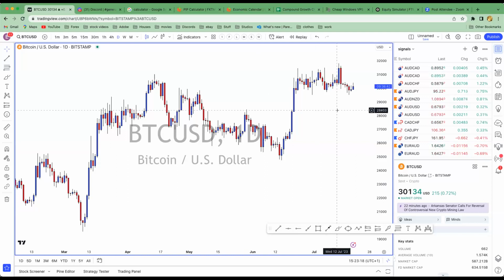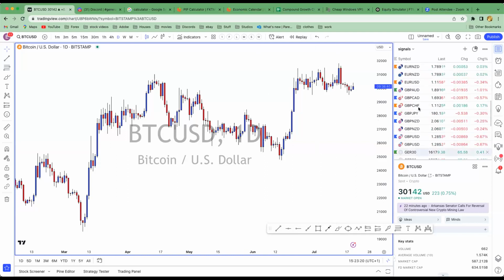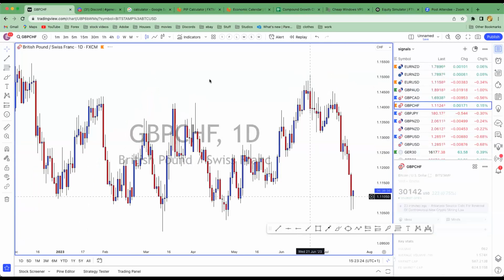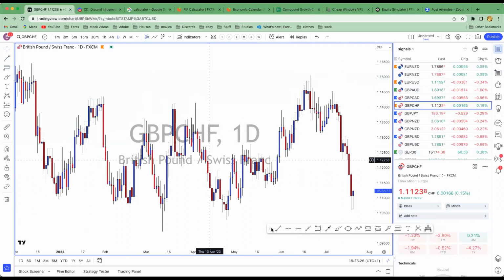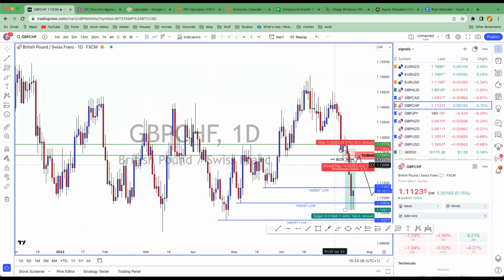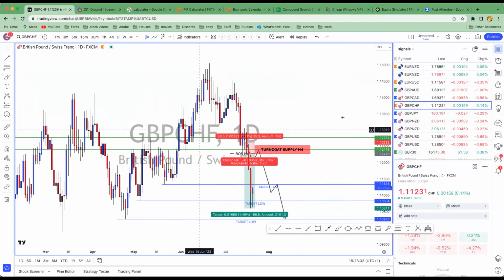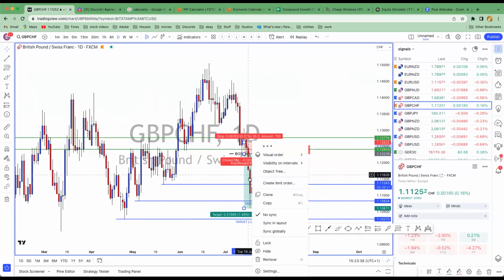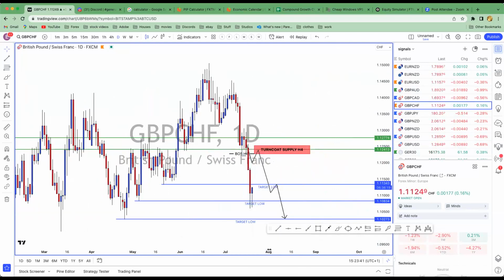GBP CHF. You just want to check out US 30. No problem at all. If you're looking for a sell in US 30, I wouldn't necessarily take it, but I think it can obviously sell on a pullback. On GBP CHF, first and foremost, what are you looking for on GBP CHF? Just so I know.